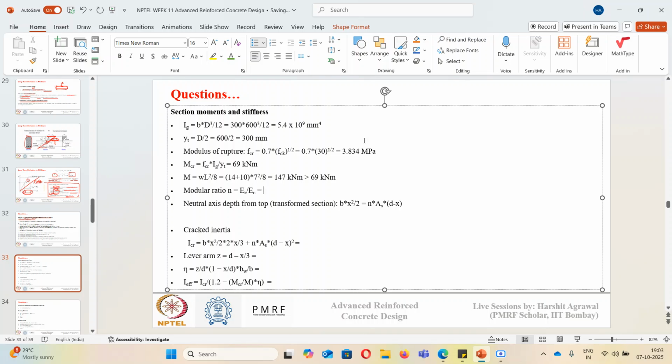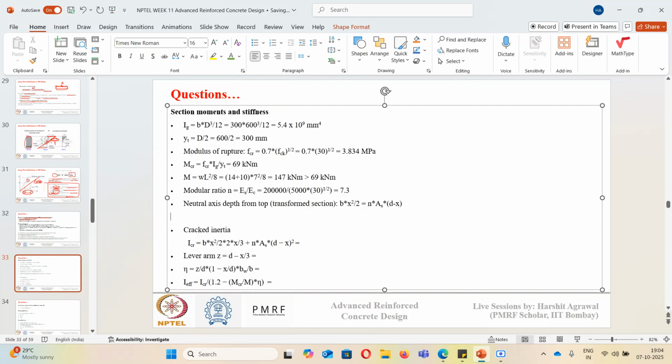The modulus of elasticity of steel we know is 200 GPa, and the modulus of elasticity of concrete is given by 5000 under root FCK. So when you do the calculation, 200 GPa converting into MPa, so 200 into 1000 divided by 5000 under root FCK. Upon doing the calculation, you will get the modular ratio as 7.3.